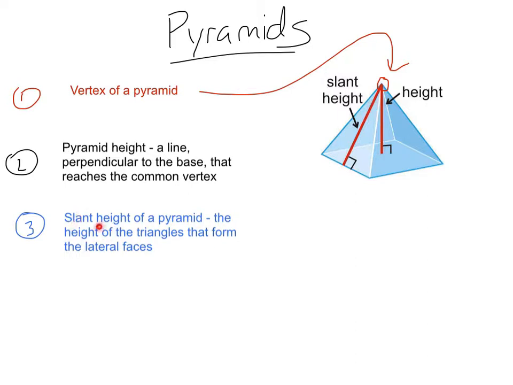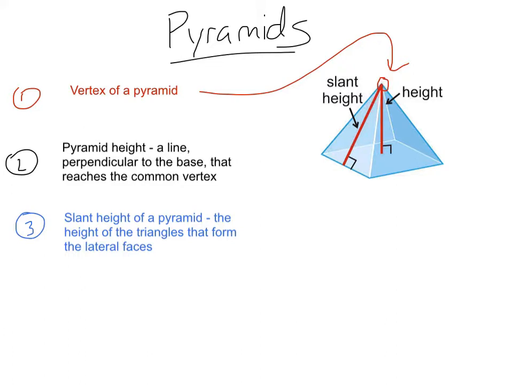But then we also have what's called the slant height. You can think of slant height because the sides of the pyramid are slanted, right? So it's just the height of the triangles that form the lateral faces. So that has a slant height. There's a slant height there. There's a slant height on that triangle, slant height on that triangle. There you go.